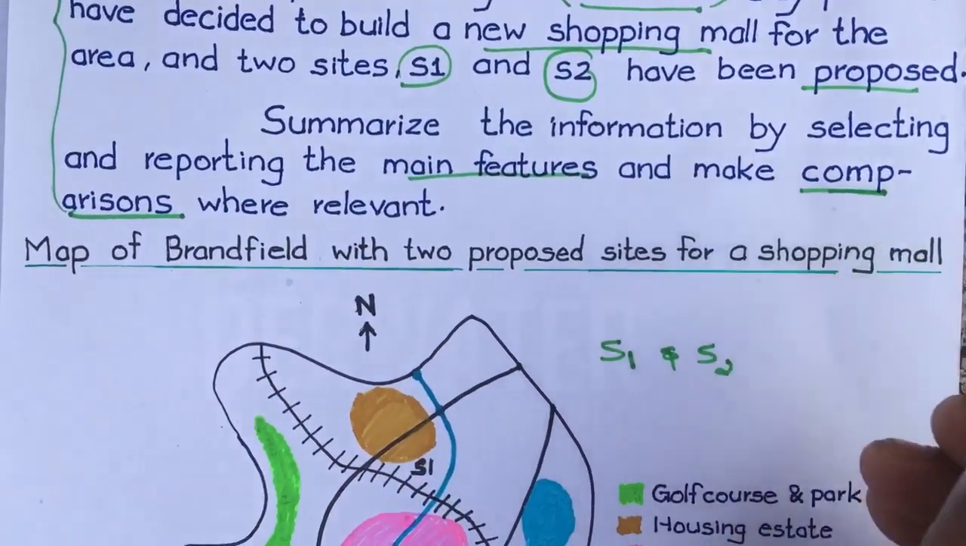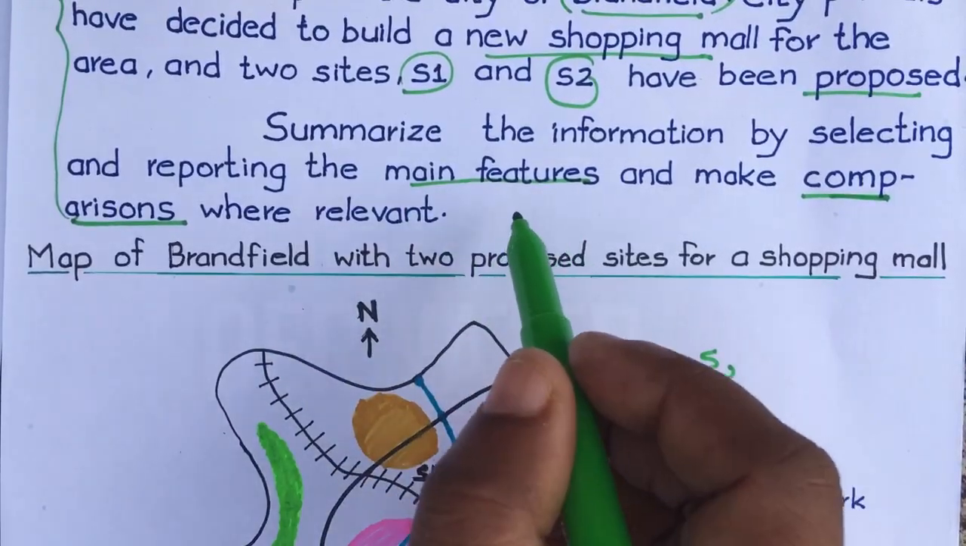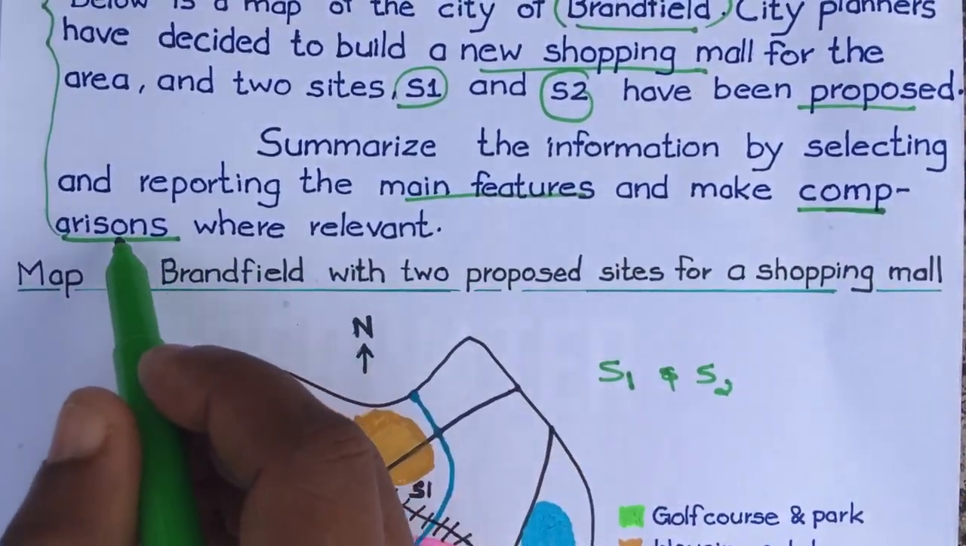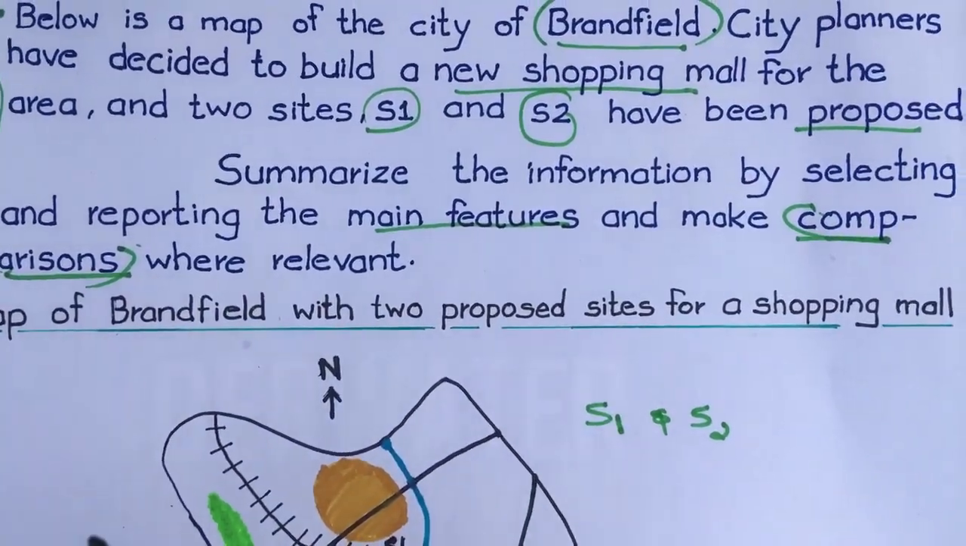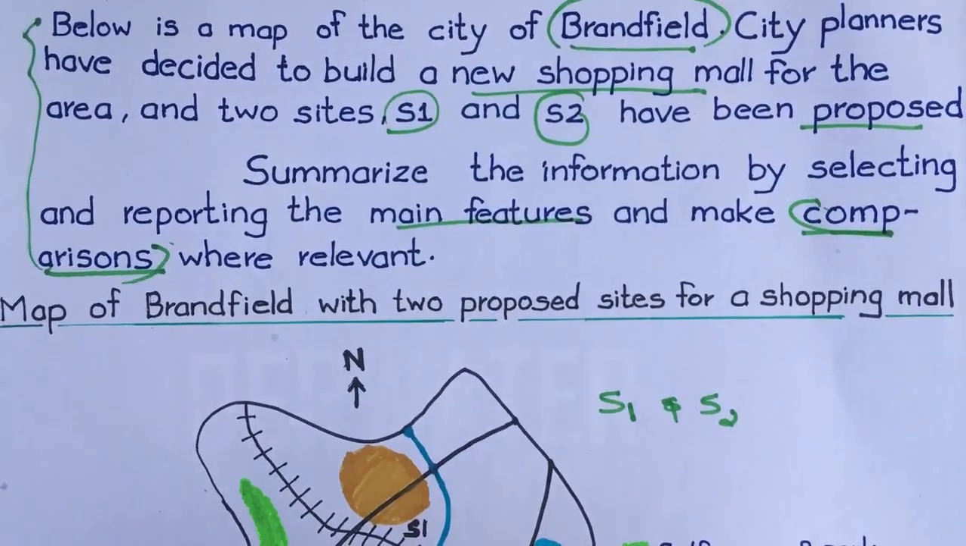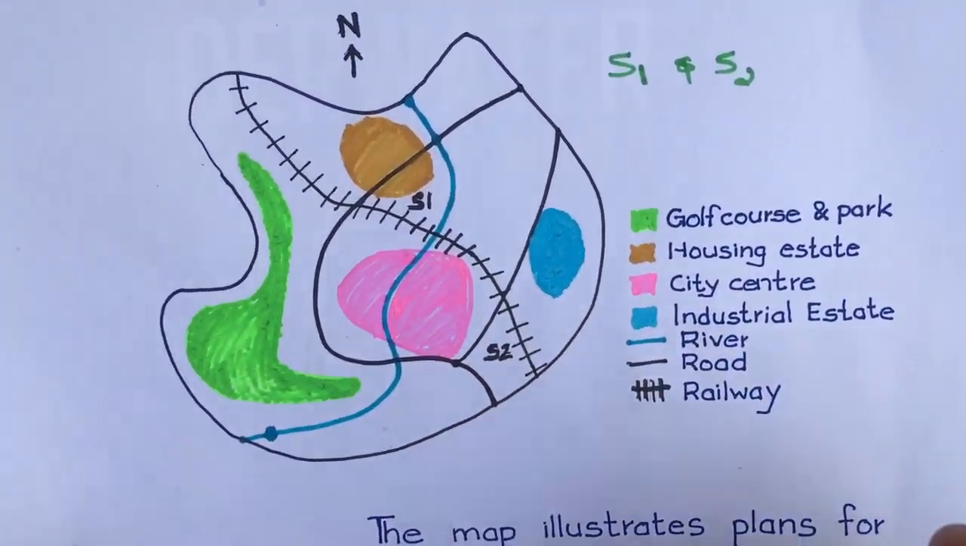So I always say in my videos, you have to write about the main features, and comparison is a must, because I have mentioned it most of the time, so I'm not going to say it again. So try to use such kind of comparison in your writing. So let's move to the map first.